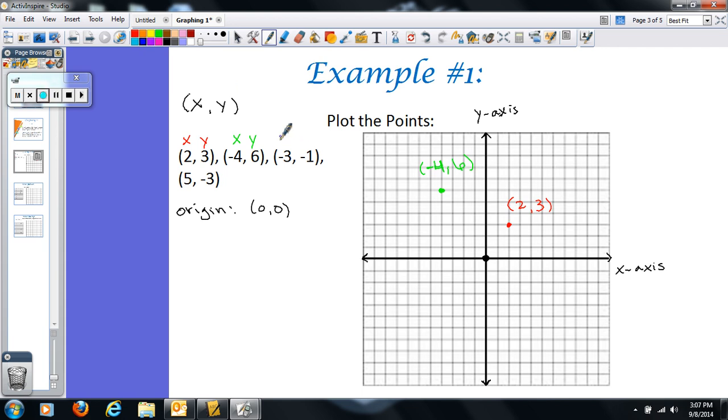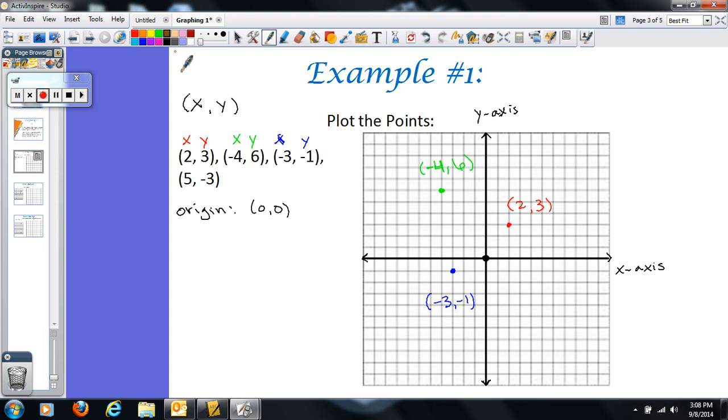Next one is negative 3 and negative 1. So I'm going negative 3 on the x, 1, 2, 3, and I'm going negative 1 on the y, which means I'm going down. So that's going to put my point right here. This is negative 3, negative 1.